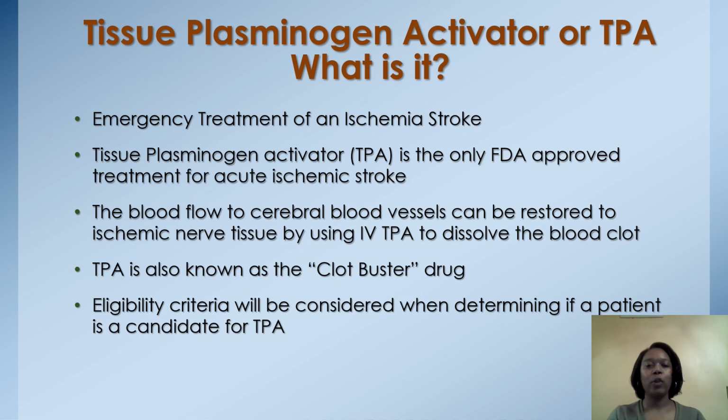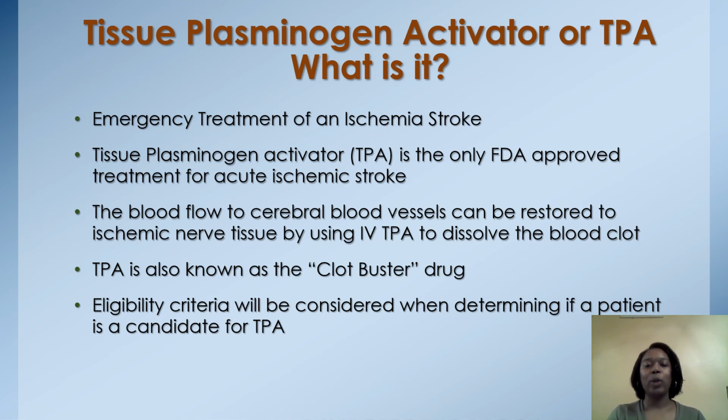It cannot be used with hemorrhagic stroke. That is very important to know and to remember. This is the only FDA-approved treatment for an acute ischemic stroke. That's why the timeline is very important, because this drug must be administered within 3 to 4.5 hours from the onset of symptoms. The blood flow for the cerebral vessels can be restored to ischemic nerve tissue by using IV TPA to dissolve the blood clot.